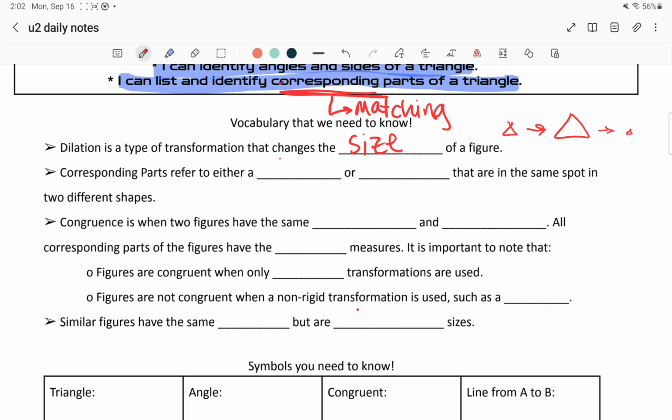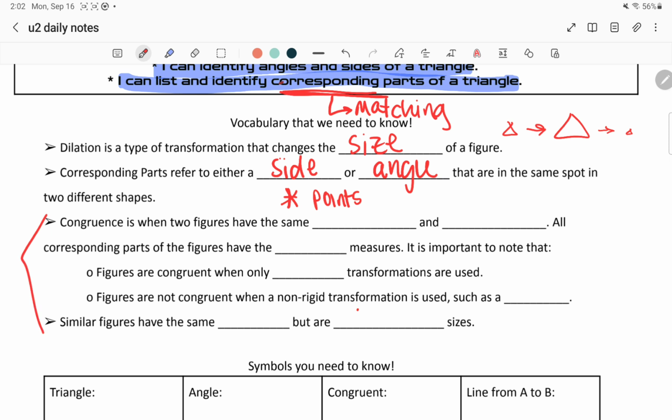Corresponding parts refers to either a side or angle in the same spot on two different shapes. So we can have matching sides and we can have matching angles. I'm going to add that we can also have matching points, or matching vertexes.